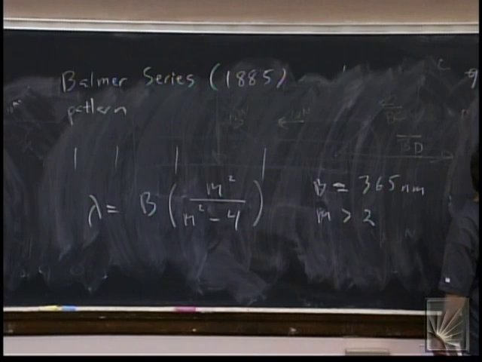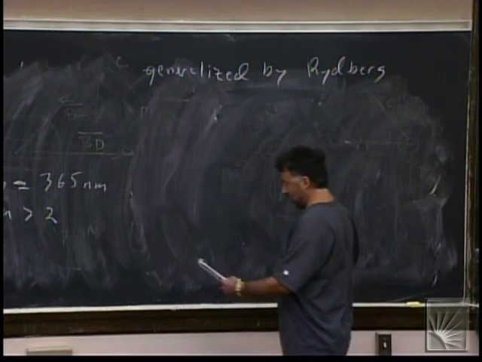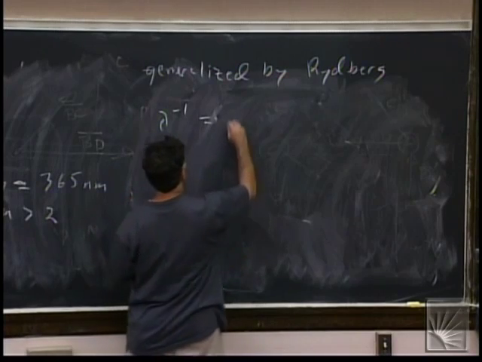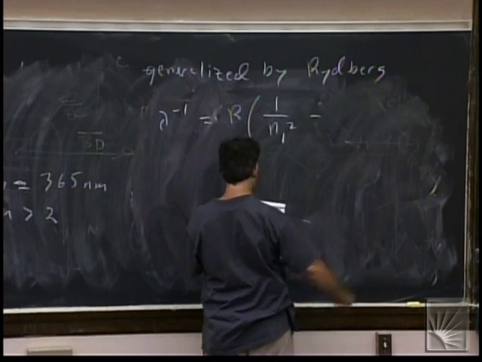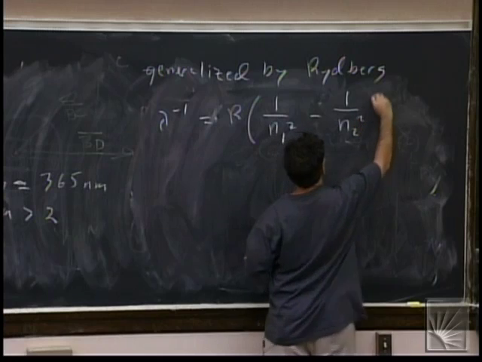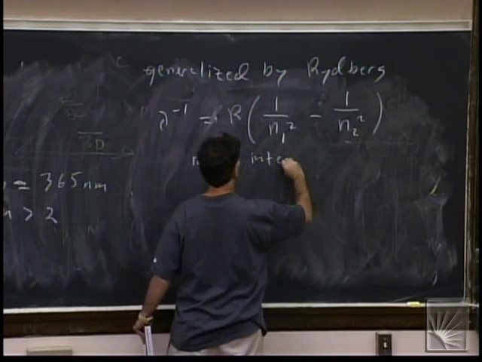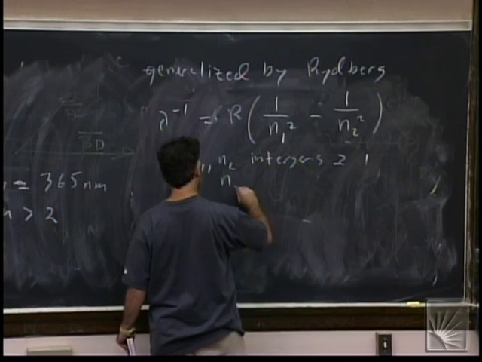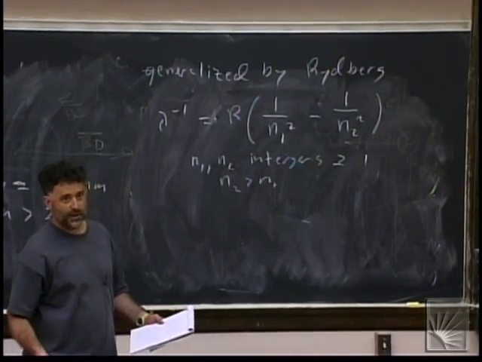Then this was generalized by Rydberg. He wrote this in a new way: 1 over lambda is equal to R times (1 over n1 squared minus 1 over n2 squared), where n1 and n2 are integers greater than or equal to 1, and n2 is greater than n1, and R is a constant, which is called the Rydberg constant.